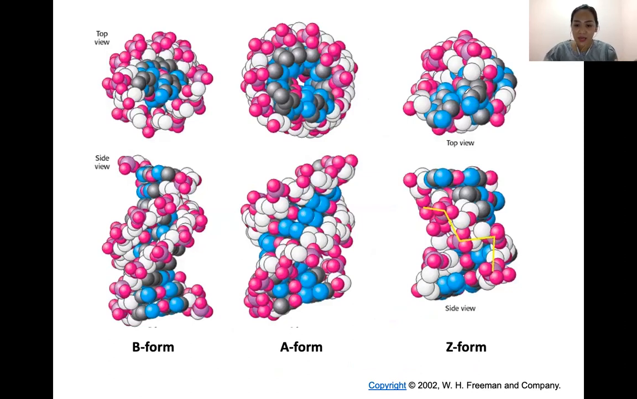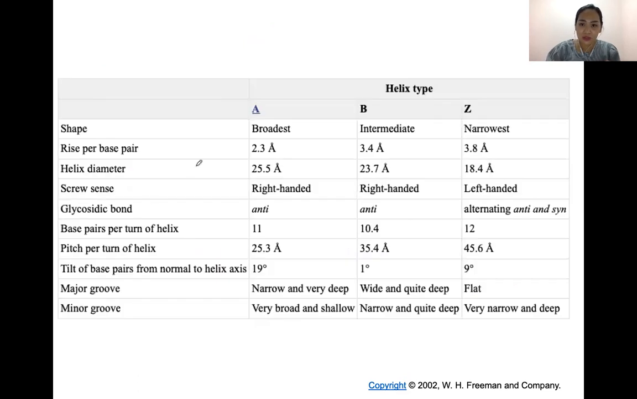We have the B form, A form, and Z form. Now, the Watson and Crick model is the B-DNA helix, which is the most common form that exists under physiological conditions. So take note of this one: this is the Watson and Crick model, the most common form that exists under physiological conditions.